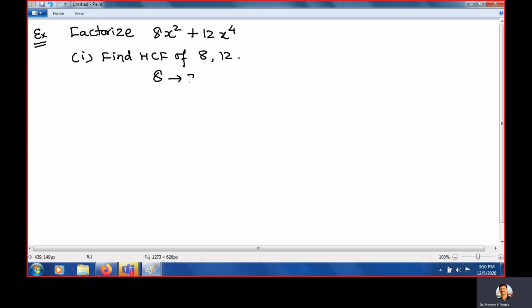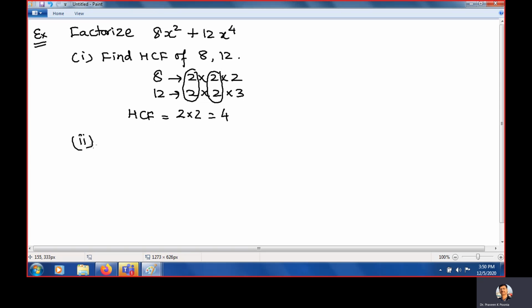If you find the HCF of 8 and 12, what is it? 8 can be written as 2 times 2 times 2 and 12 can be written as 2 times 2 times 3. Clear? So what is the HCF of 8 and 12? The HCF of 8 and 12 is 2 and 2, that is 2 times 2, that is 4. This is the HCF of 8 and 12.